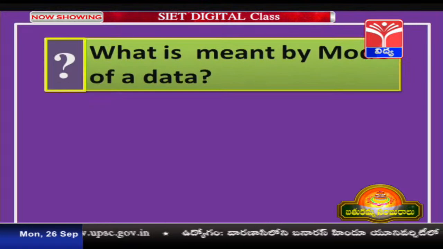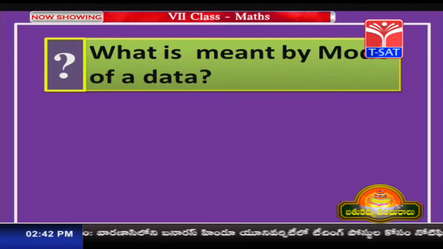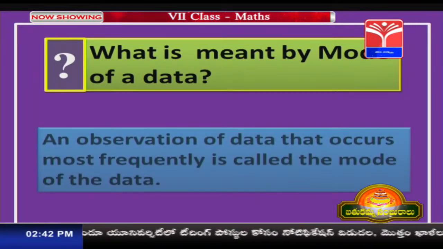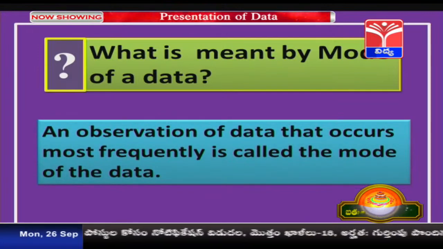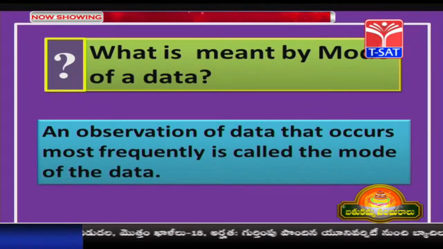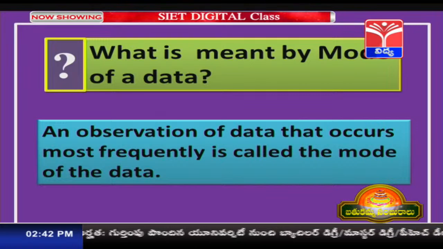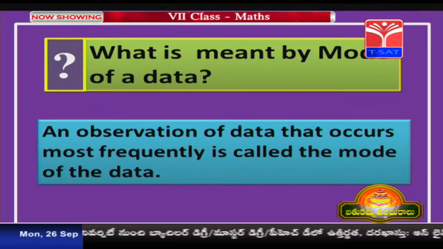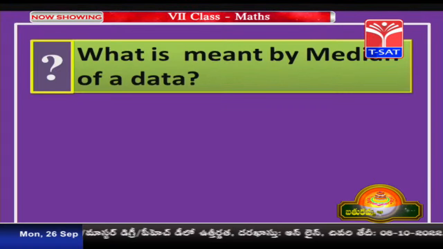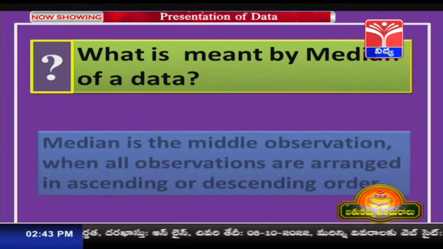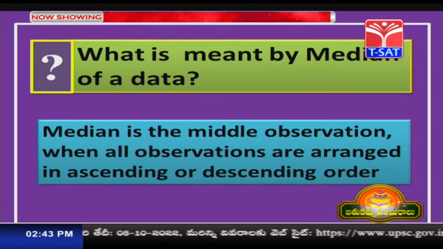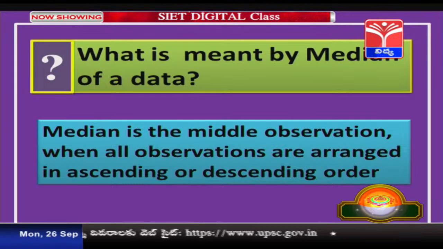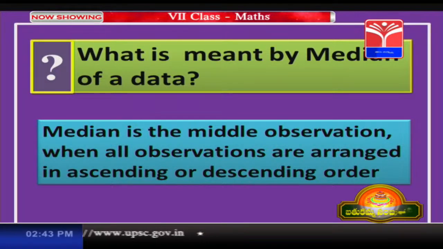What is meant by mode of the data? So mode is nothing but the observation which repeats more number of times or more frequently, that is called the mode of the data. And finally, what is median of the data? So median is the middlemost observation when the entire observations are arranged in either ascending or descending order.